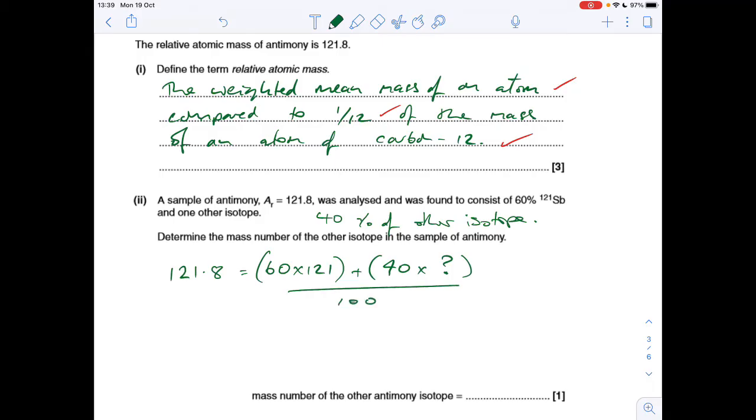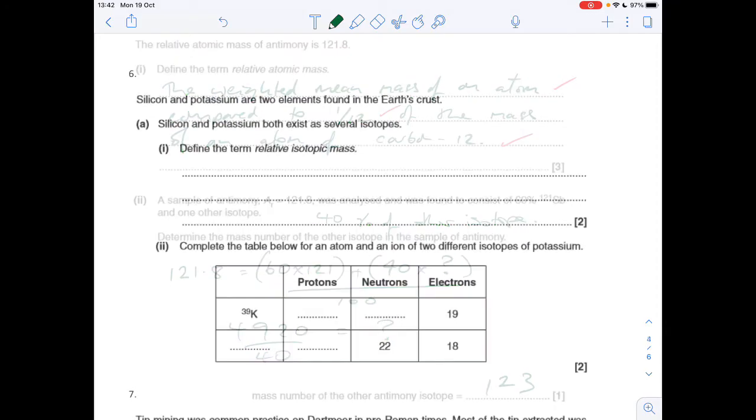We're working in percentages, so it's all over 100. So the next thing I'm going to do is take that 100 over to the other side, so that becomes 12180 equals 60 times 121 plus 40 times unknown. So that 60 times 121 is 7260. So we'll take that over to the other side and subtract it from 12180 now. So that gives us 4920 is equal to 40 times the unknown value. So we're now going to divide that 4920 by the 40 to get the unknown. And that gives us a value of 123.